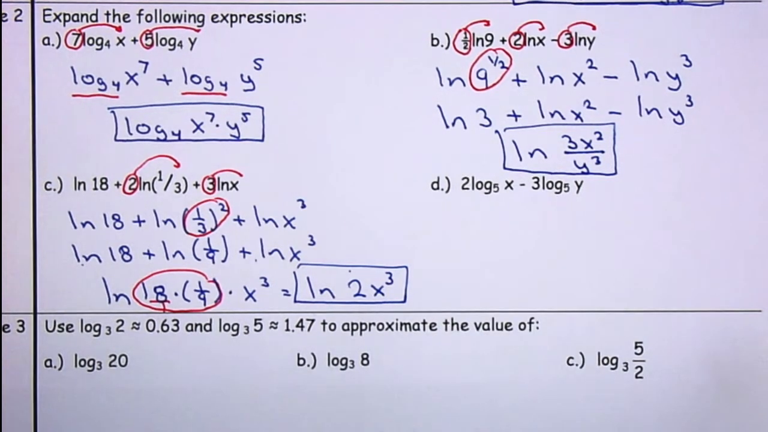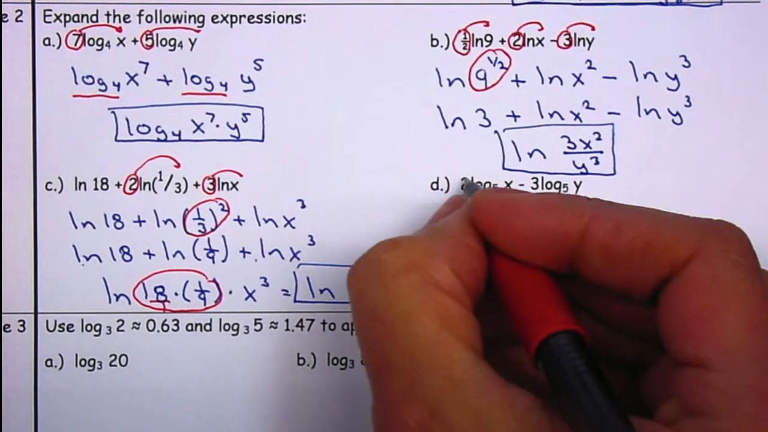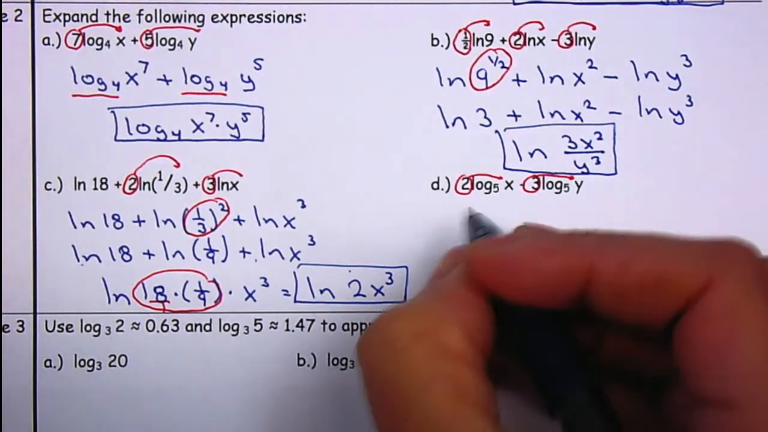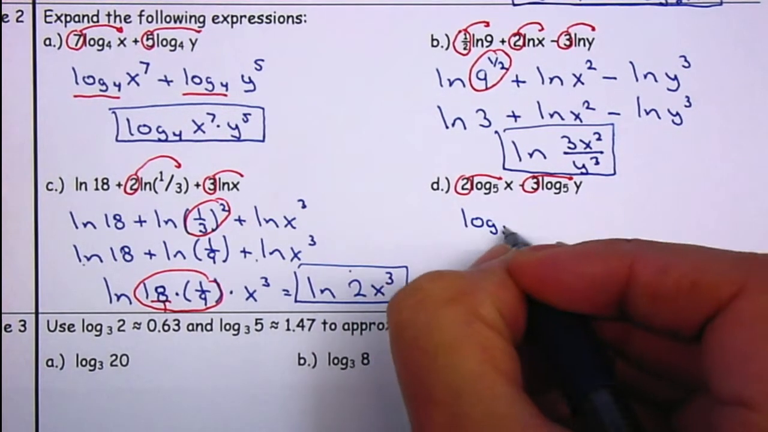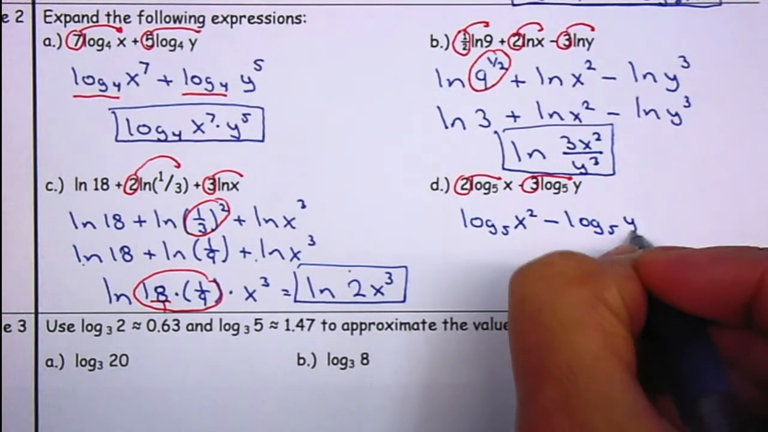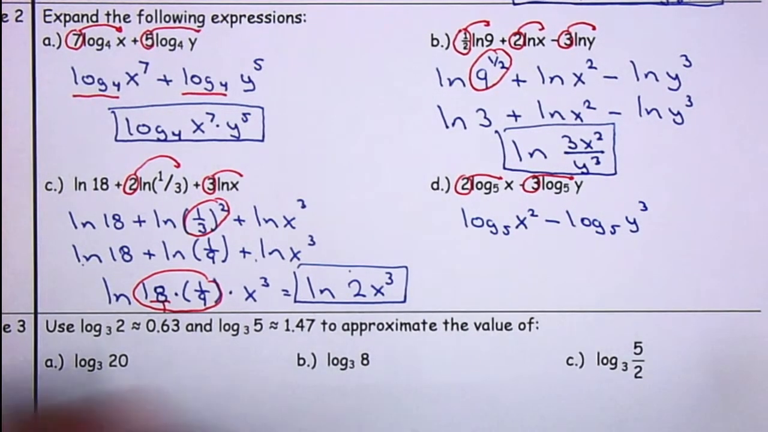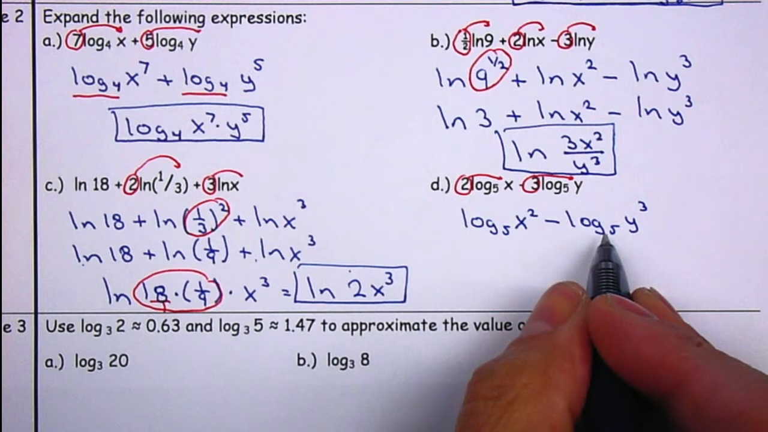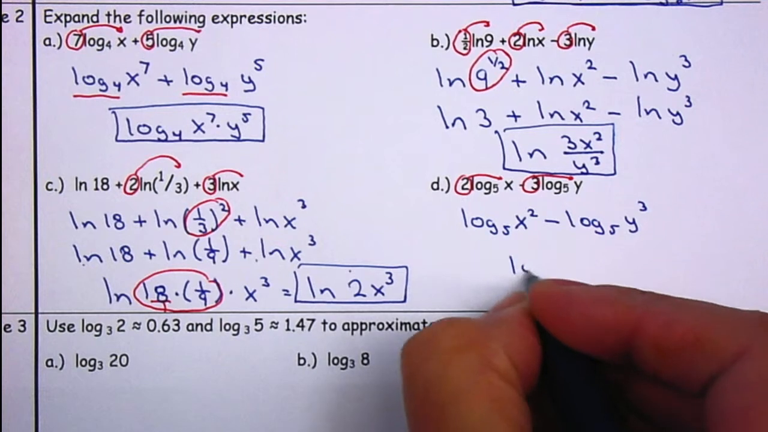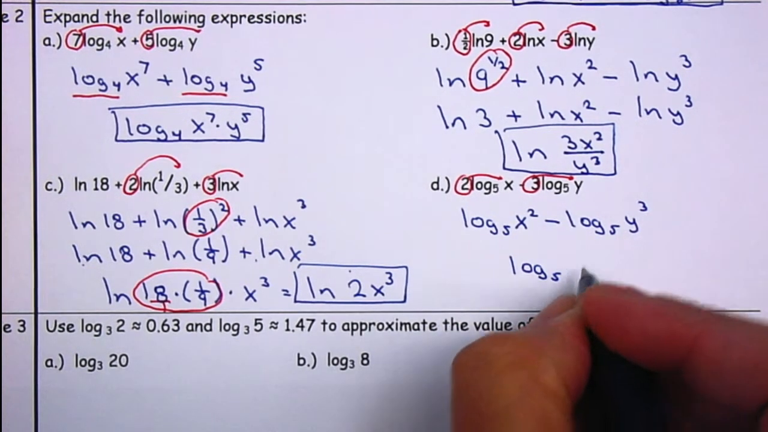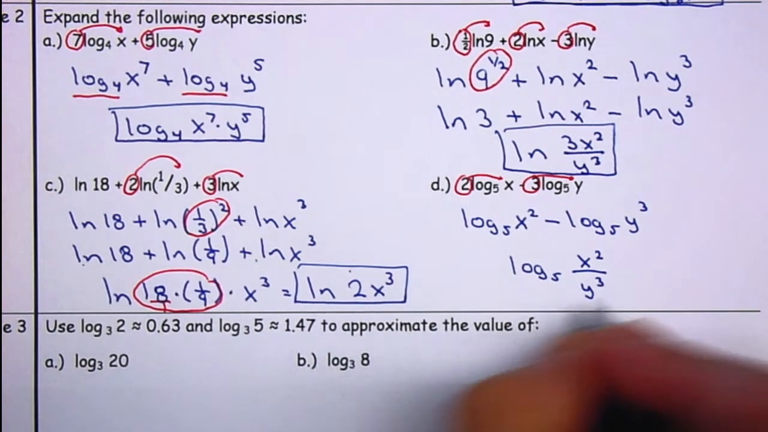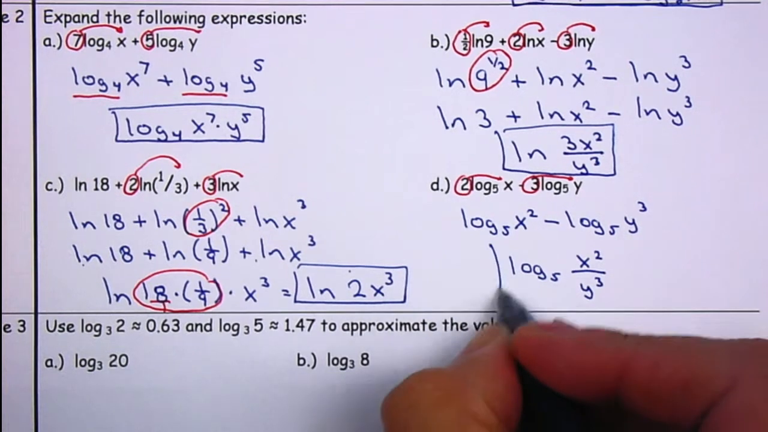Now on the last one, same process. We want to place the coefficients as exponents. This will be the log base 5 of x squared minus the log base 5 of y to the third power. We have 2 logs with the same base 5. There's a minus in between, so we're going to condense it into one log, base 5. And this will be x squared divided by y to the third. There's a minus in between, so there will be a division.